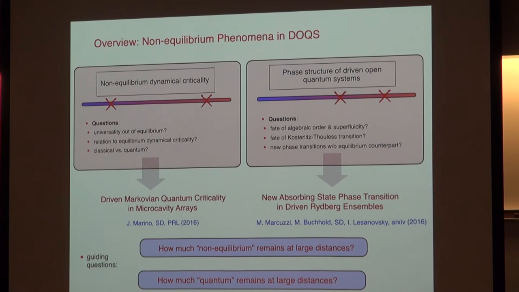If you don't resonate with this term, no worries. Explain what that is. And here we will also get a specific effect of the quantum dynamics that is going on in this driven open quantum systems. The guiding questions that I would like to keep in mind during the talk are these slightly fluffily formulated questions: how much non-equilibrium of these driven systems remains at the large distances in the system? And the second question: how much quantum remains at these large distances? And I want to make all this much more precise than it's put here.